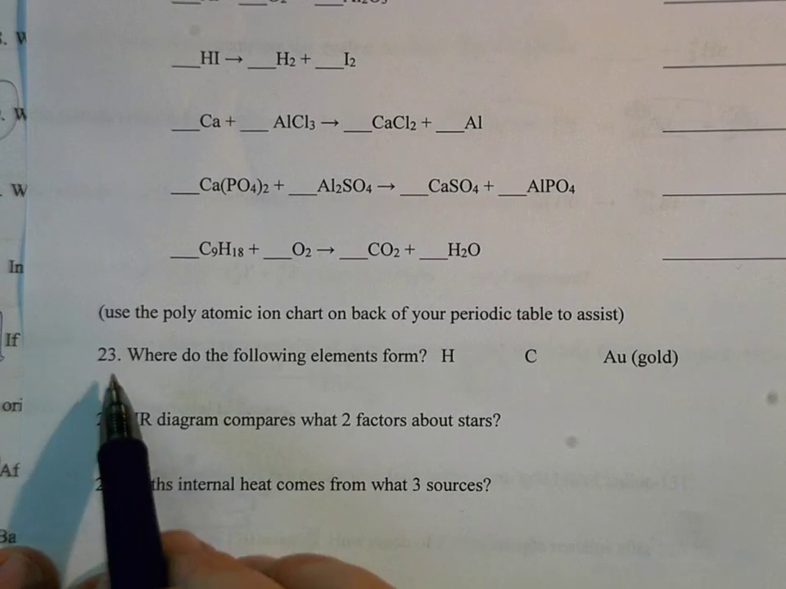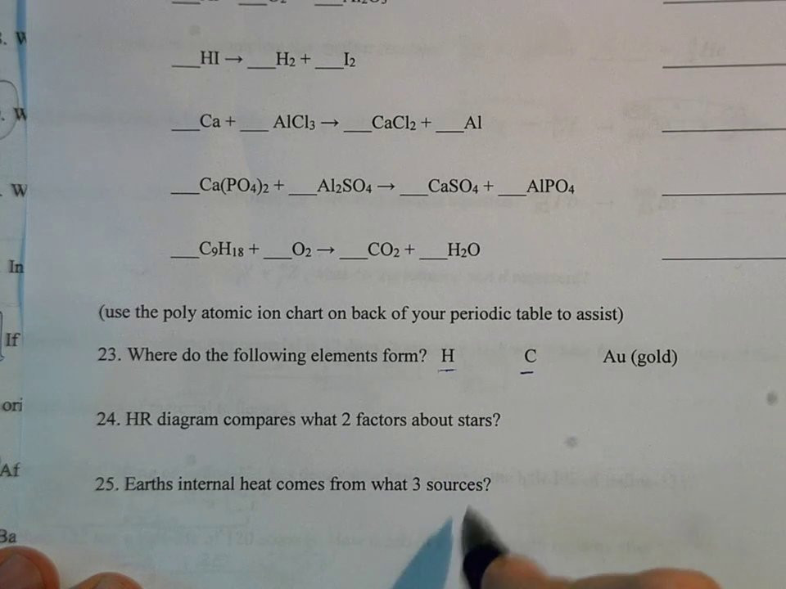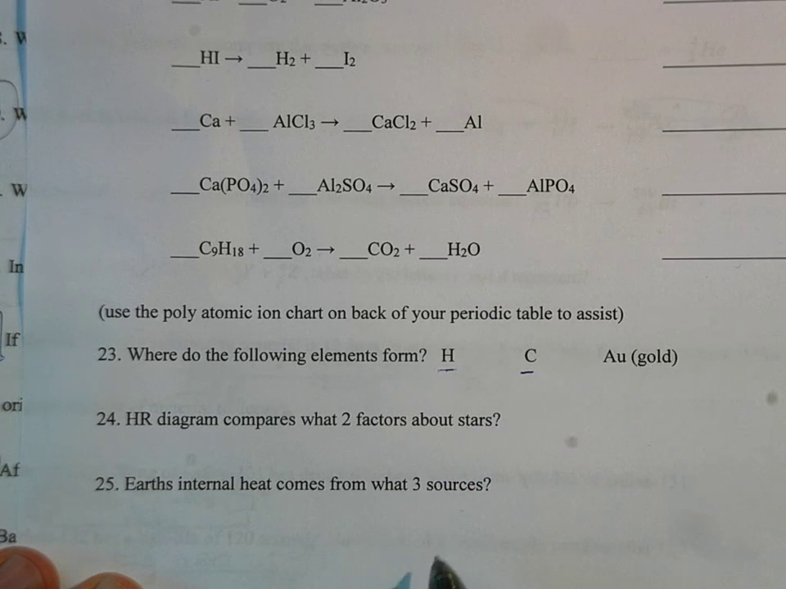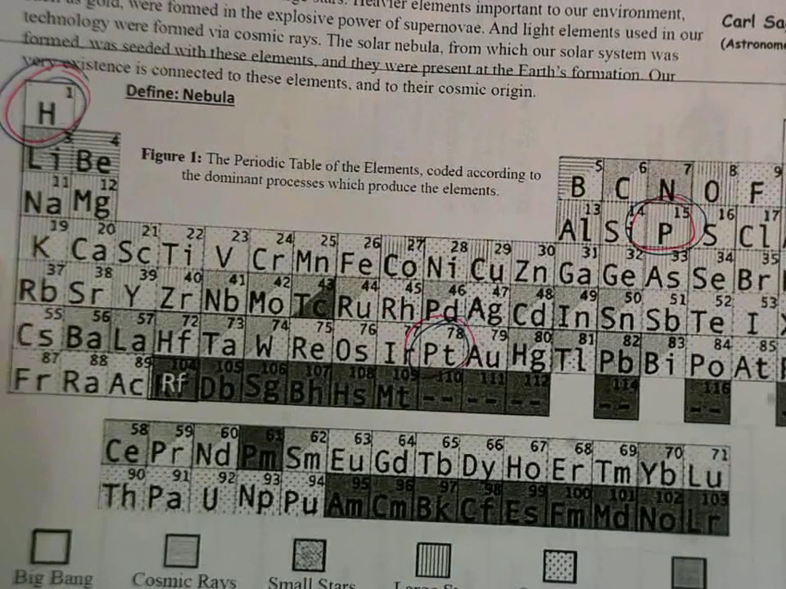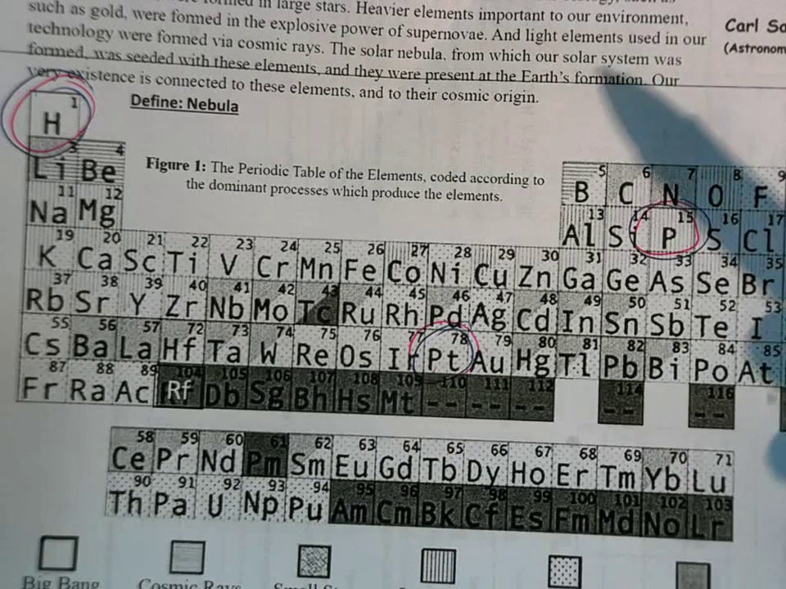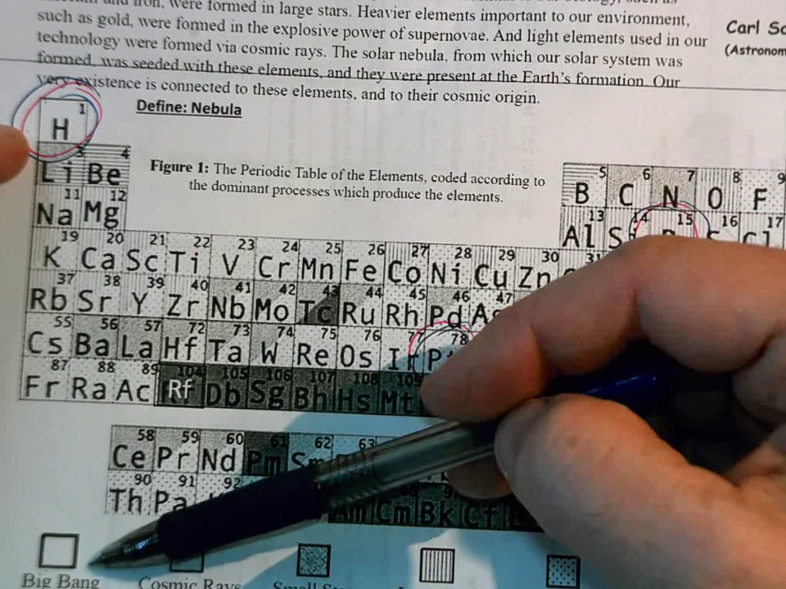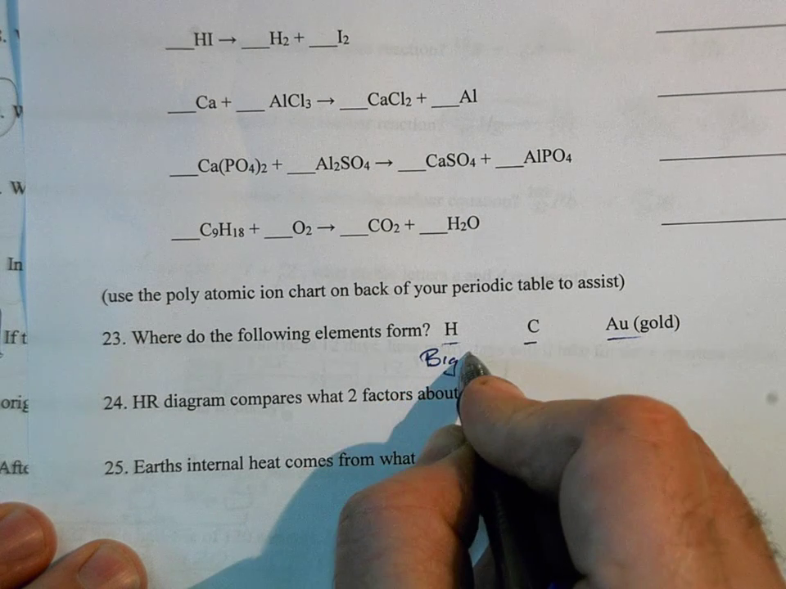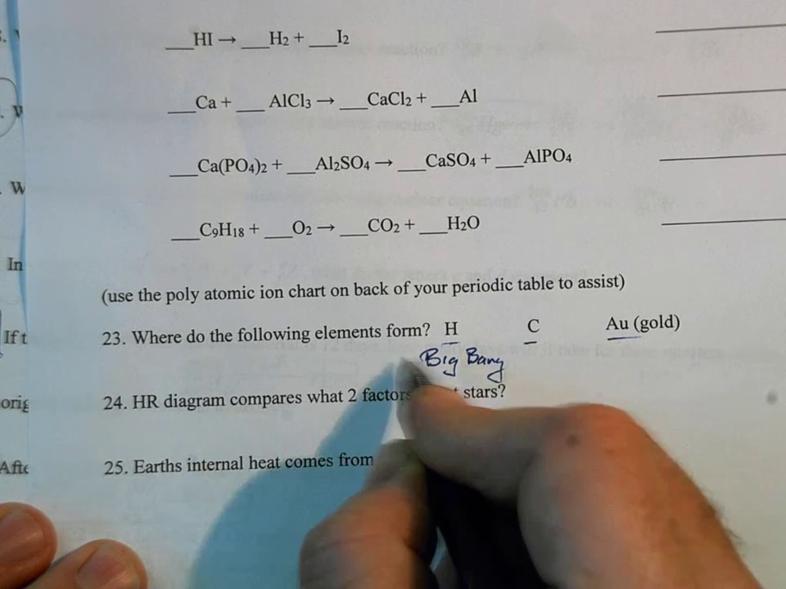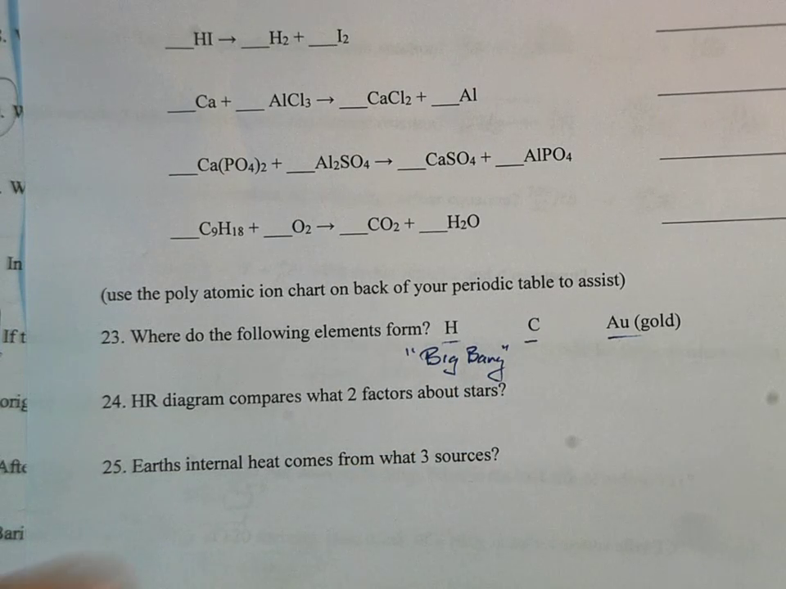So first off, number 3: where do the following elements come from? Hydrogen, the smallest element, carbon, a fairly small element, and then gold, a big element. Well, in class we talked about looking at this periodic table, and pretty much here's what happens. Hydrogen was formed at the moment of creation, known to science as the Big Bang. So we'll call this the Big Bang, moment of creation.